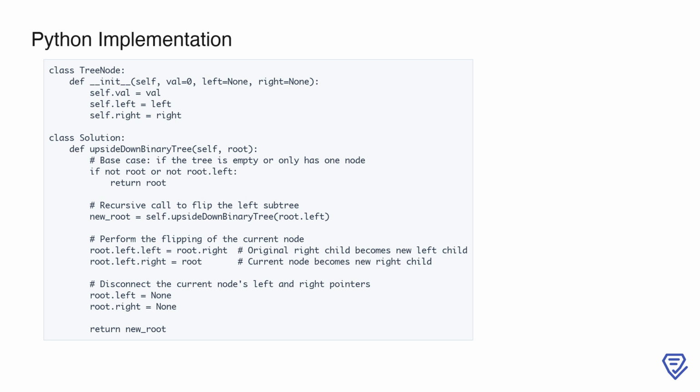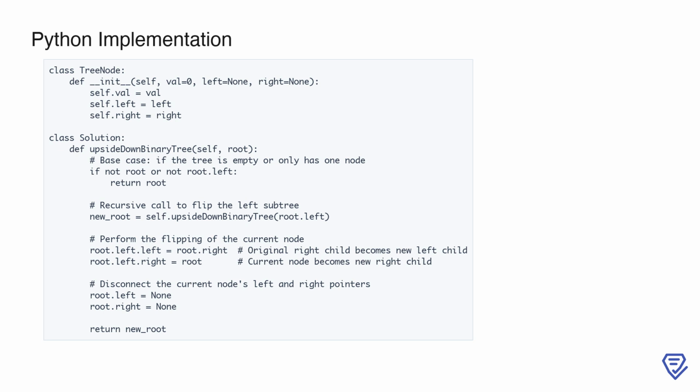Once the left subtree is flipped, the current node's right child becomes the new left child of its left subtree, and the current node itself becomes the new right child. These assignments are performed by root.left.left equals root.right and root.left.right equals root.